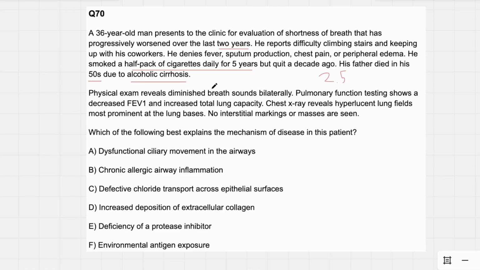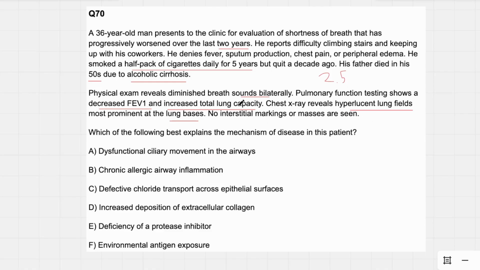Physical exam reveals diminished breath sounds bilaterally. Pulmonary function testing shows a decreased FEV1 and increased total lung capacity. So decreased FEV1, increased total lung capacity, definitely some lung disease. Chest x-ray reveals hyperlucent lung fields, most prominent at the lung bases. No interstitial markings or masses are seen.